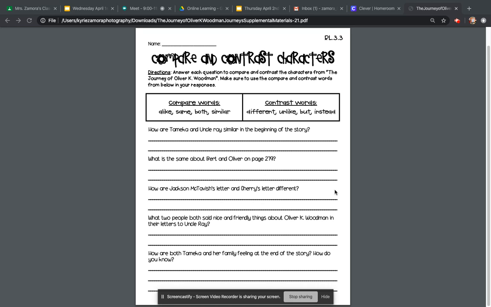You are going to open this up in Kami and type in the lines. When you're doing that, please make sure that you are putting your text box on top of the line so that it's easy for me to read. Some of you have been kind of putting it on the line so it's crossed out when I'm reading it. So just try to be careful of where you're inserting that text box.